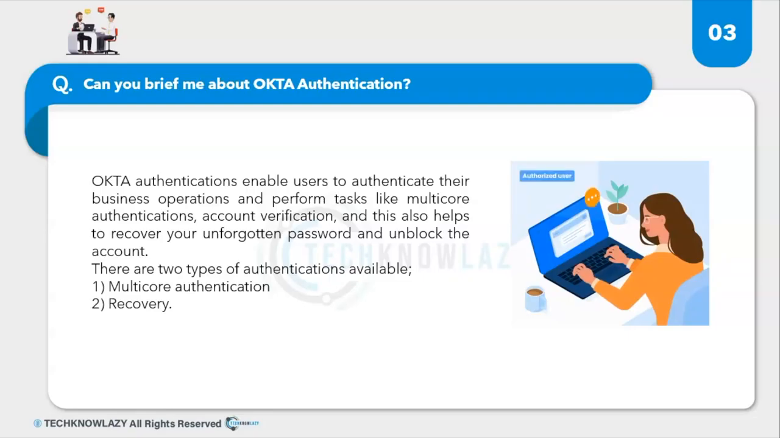That is the question. Okta authentication enables users to authenticate their business operations and platform tasks, like multi-factor authentication and account verification. This also helps to recover forgotten passwords and unblock the account, and there are two types of authentication available. First is multi-factor authentication and second is recovery. You need to install Okta into your local system, PC, or any of the devices which your organization has allocated to you, and then go to the CTO or the admin department. They will provide you with these two authentications: multi-factor authentication and recovery.